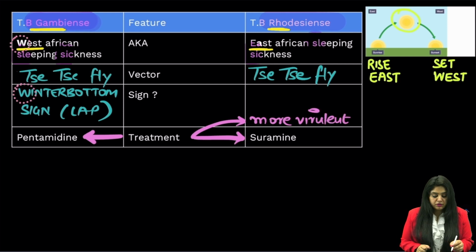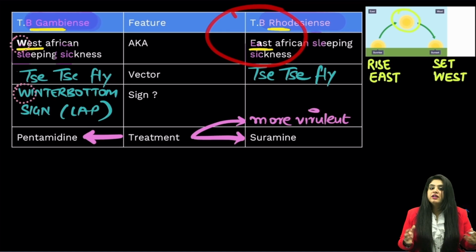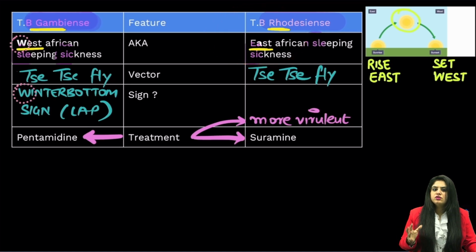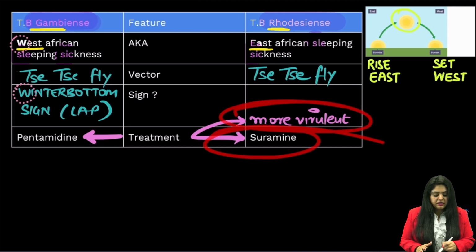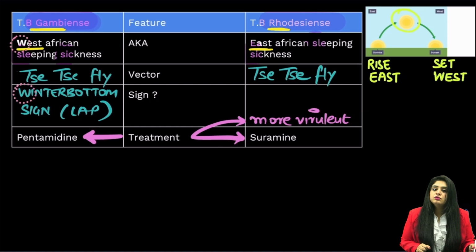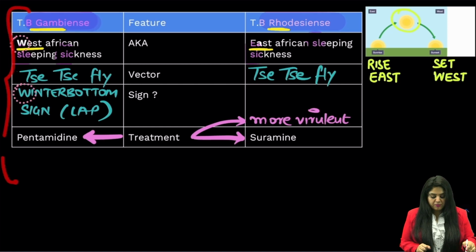It is more virulent because the rise of a particular person is always dangerous, always aggressive. So rise is always aggressive. More aggressive means I need a stronger drug. That is why suramin is used. That is about Trypanosoma brucei.